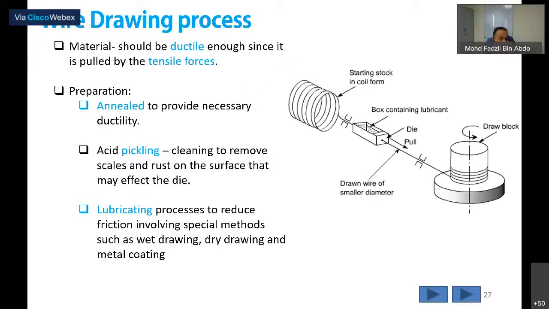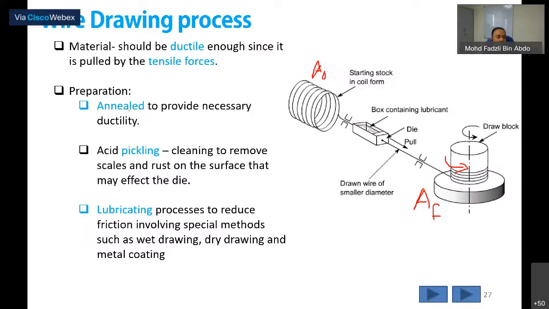Okay. This is contoh box container. Ini ada lubricant. Yang ni dia punya starting coil. Ni drawn wire of the smaller diameter. Yang ni tadi diameter dia besar, katalah A0. Yang ni adalah AF. That's why dia kata drawn wire of smaller diameter. Maksudnya yang ni kita tarik, kita tarik menggunakan draw block ni. Draw block ni akan tarik, pusing macam ni.